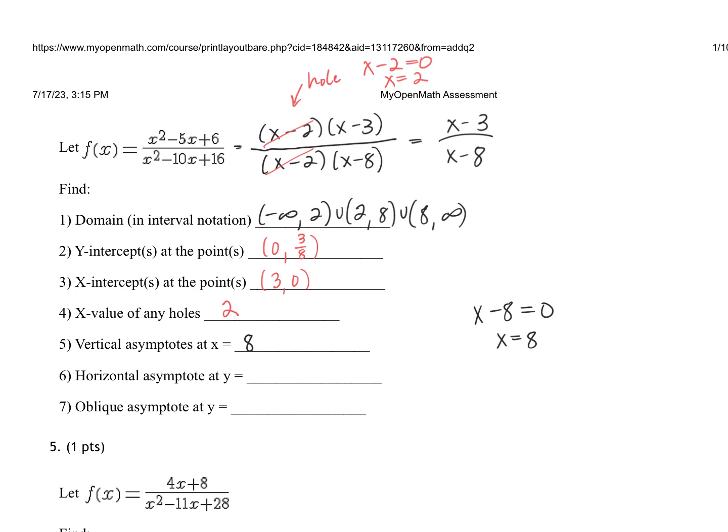So you look at the degrees, you compare the degree of the numerator to the degree of the denominator. In this case, the degree of the top is 2 and the degree of the bottom is 2. So those match. So when they match, you look at the leading coefficients and you make a fraction out of those. So it's 1 over 1. So y equals 1 is the horizontal asymptote. The oblique asymptote, it doesn't exist because we have a horizontal asymptote.